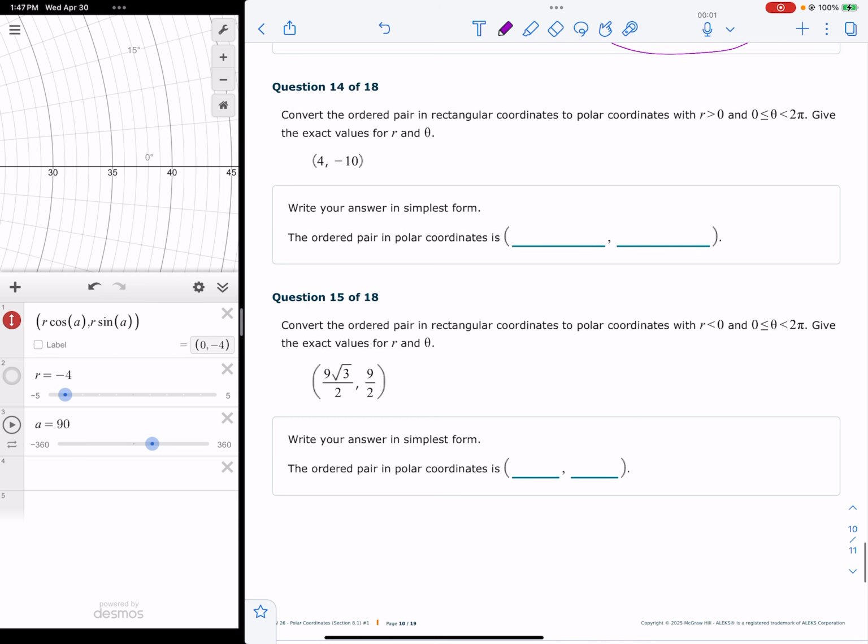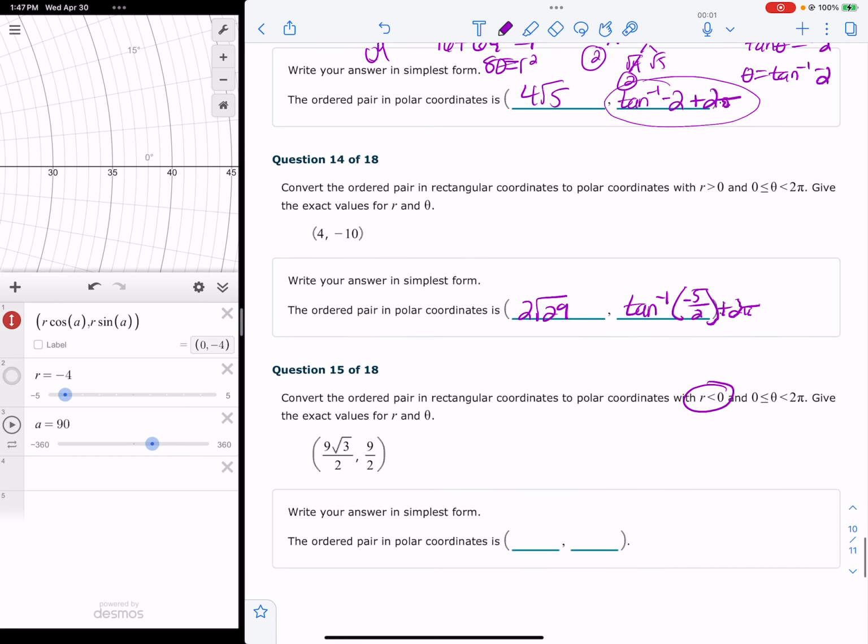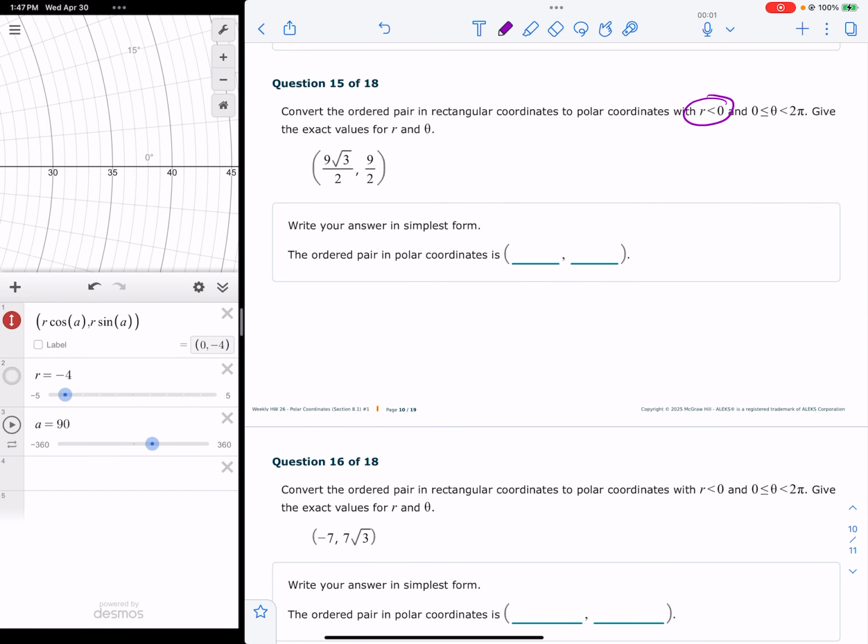Okay, 14 is basically the same thing. You should get 2 square root of 29, and you should get the inverse tangent of negative 5/2 plus 2 pi. All right, 15, kind of sort of the same thing. When you square it and you get your r, it is asking us for a negative r. So when you do your math, you're going to get r squared equals 81, which means r is 9. But since it wants our r to be negative, we have to put negative 9.